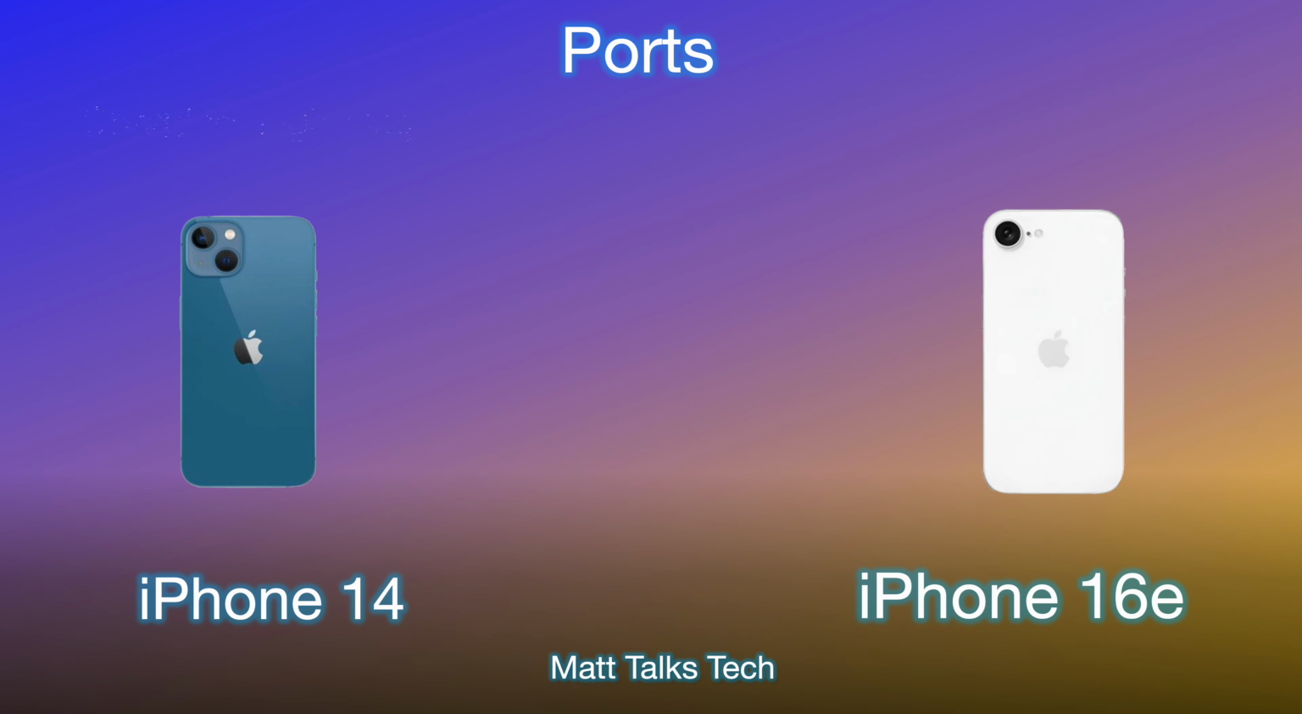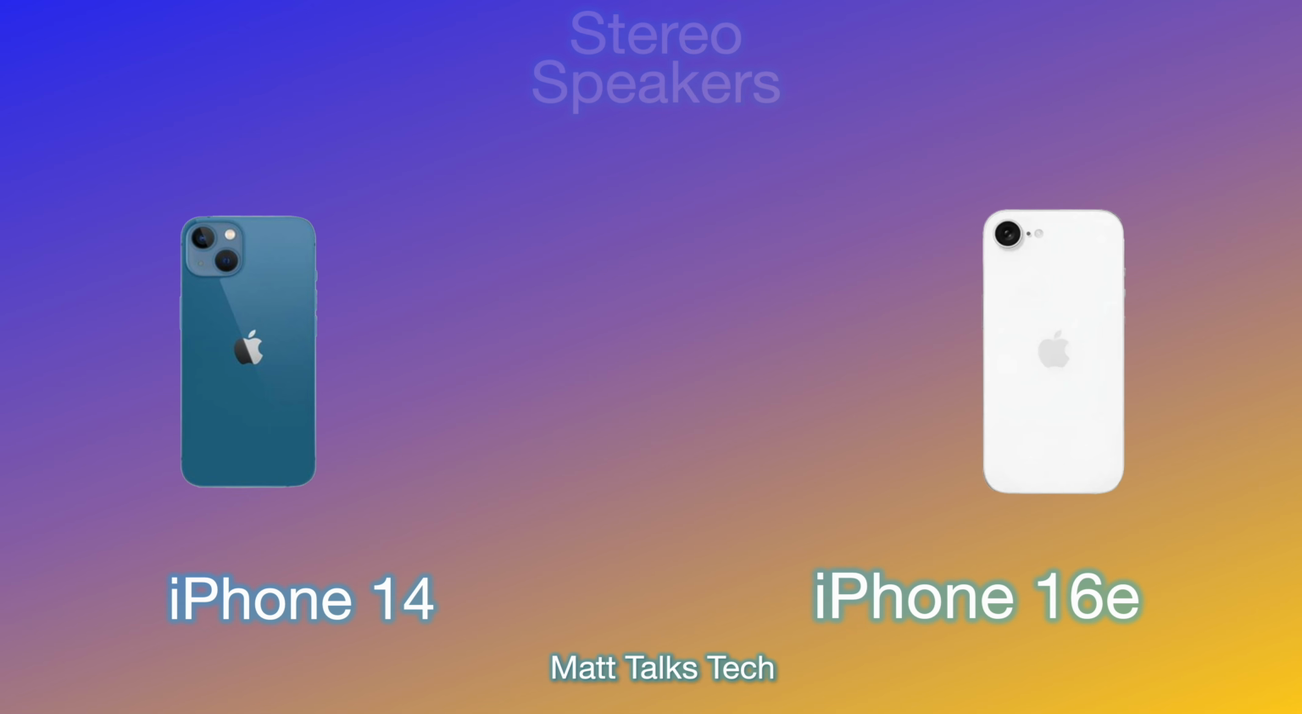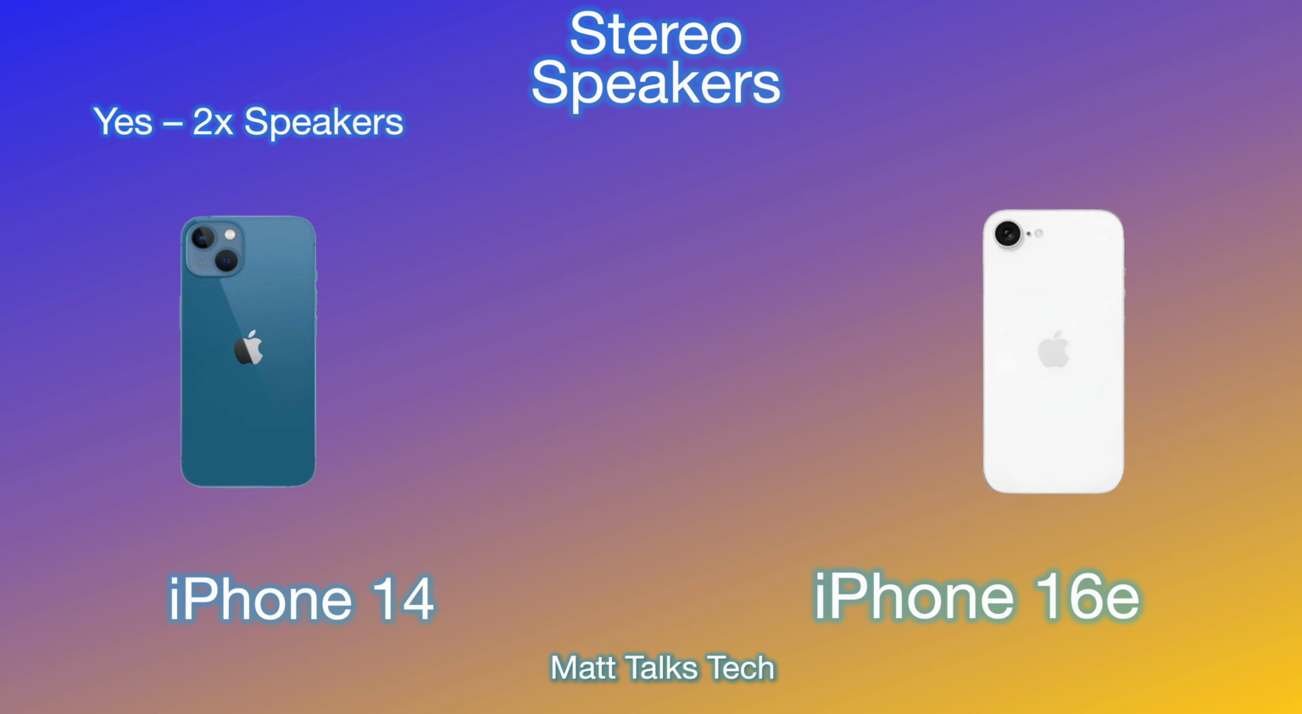Then for ports, like I did mention earlier, the biggest change is to do with charging, and that is we got Lightning on the iPhone 14, one of the last phones to actually have this, whereas the iPhone 16e has USB-C on the bottom, which is really great to see. But then moving over to stereo speakers, both of them have stereo speakers, and it's likely they're both exactly the same speakers inside of them.